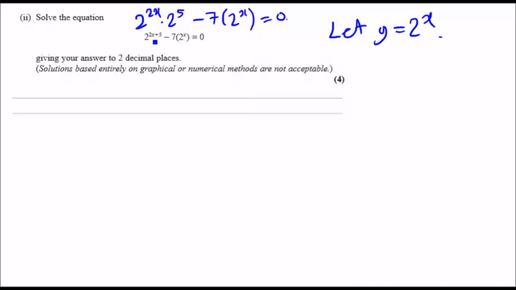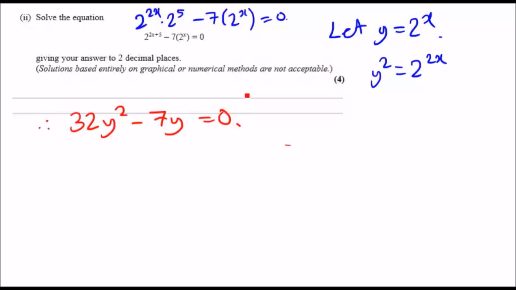Just a quick rule: when you're multiplying two terms with the same base, like 2, you add the powers. So we can split them up and write it like that. Now, going back to the y statement, if y equals 2 to the power x, then y squared would be 2 to the power 2x, which is the same as the one over here. Now all we do is plug it back in, evaluate this quadratic, and we're done. So we have y squared times 2 to the power 5. 2 to the power 5 is 32, so it's 32y squared minus 7y equals 0.